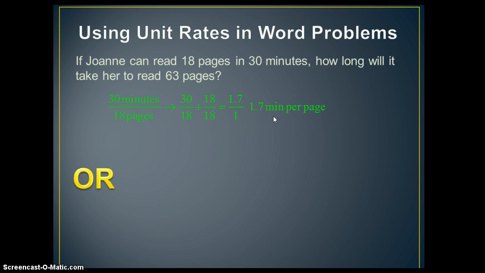Now I'm going to read 63 pages. So I'm going to take my unit rate, 1.7 minutes per page, and multiply that by 63. That's going to tell me it's about 107 minutes for 63 pages. Now these are rounded answers because 1.7 isn't exact. Unit rates work here, but my hope is that you remember proportions because proportions give us a better answer.